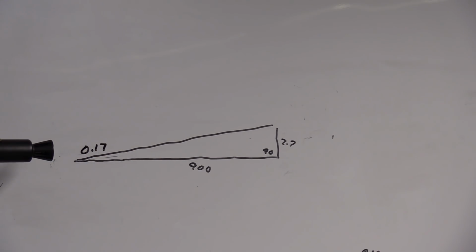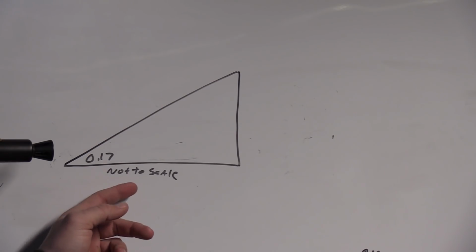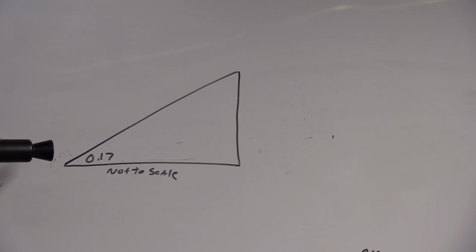0.17 degrees. Okay, so I've redrawn this to give us a little bit more room to speak. Again, uniform theme here, not to scale. If we know the angle of attack, if you will, the angle of departure, I believe it's usually called by people who actually are really good at shooting long range.